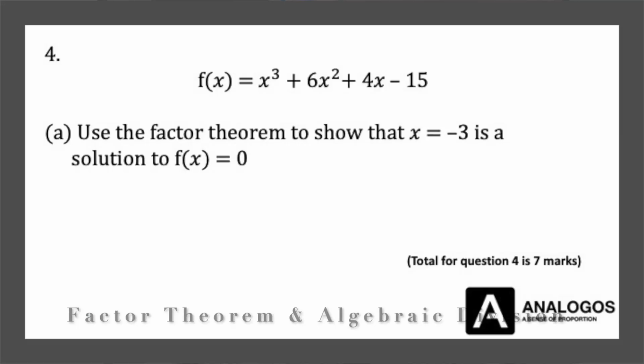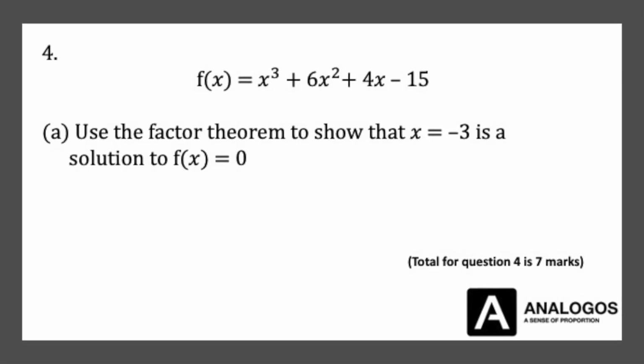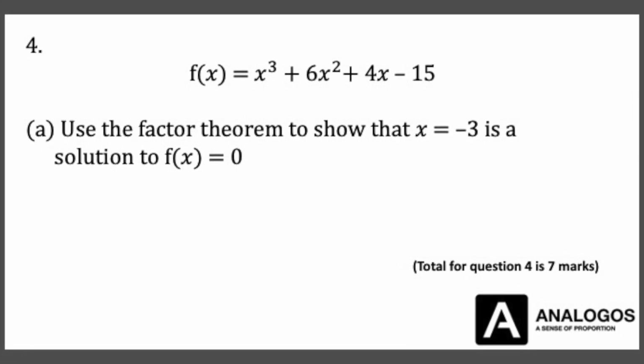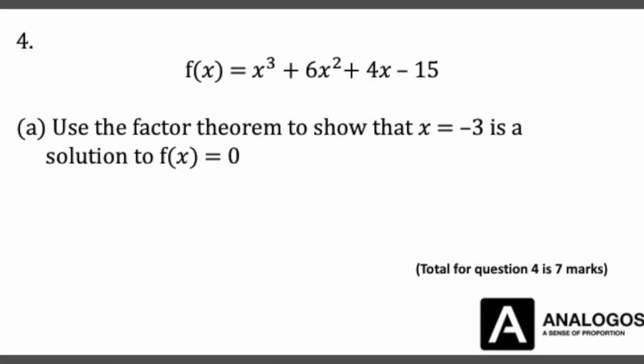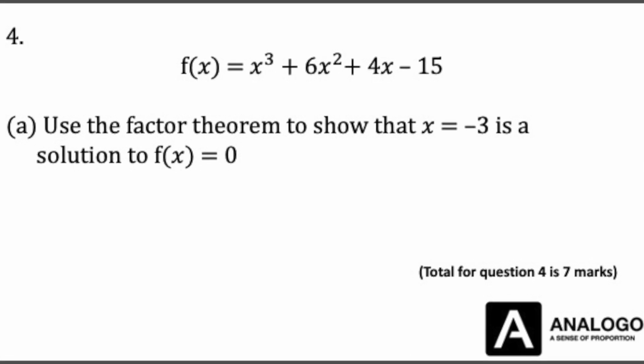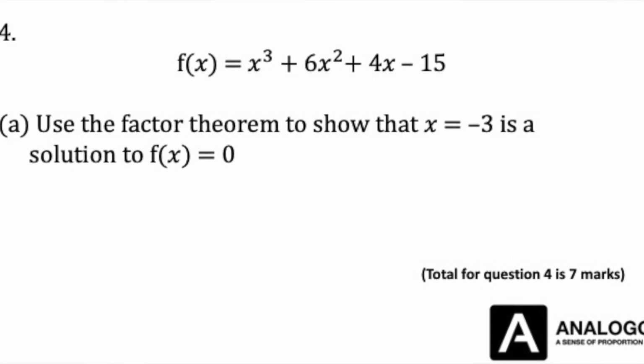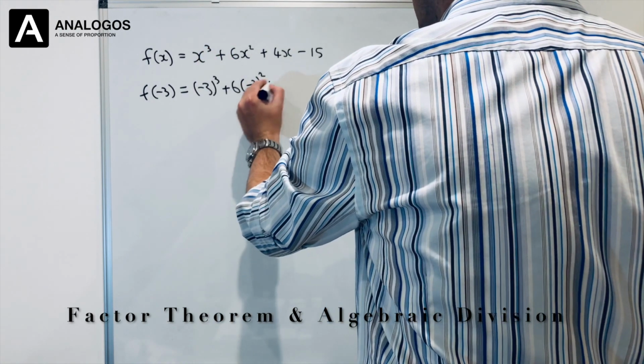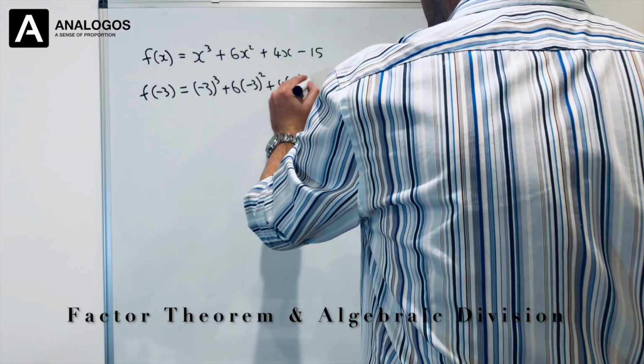So we've got f of x equals x cubed plus 6x squared plus 4x minus 15. Part A. Use the factor theorem to show that x equals negative 3 is a solution to f of x equals 0. So yeah, this part A is fairly straightforward. You know what's going to happen here. Just going to put f of negative 3 equals negative 3 cubed plus 6 times negative 3 squared. Just a straightforward substitution. Plus 4 times negative 3 minus 15.